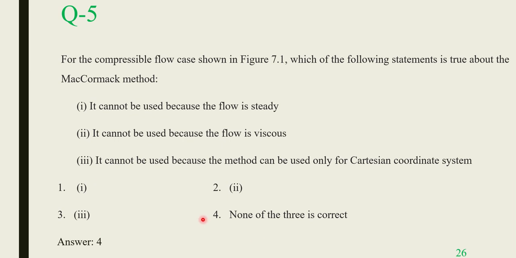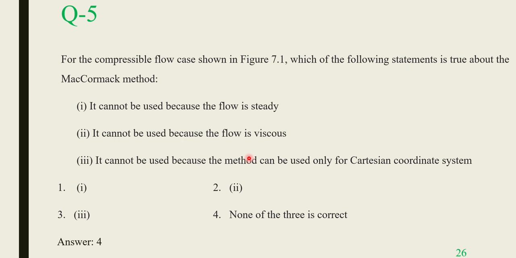So basically what we are using McCormack scheme for is the solution of the compressible flow. So it can be used for the steady. It is not false because McCormack scheme can be used for steady problems also. It cannot be used because the flow is viscous. No, this is also false because it can be used for viscous flows also. And at last it is given it cannot be used because the method can only be used for Cartesian coordinate system. That is also false. All the three statements are basically false.